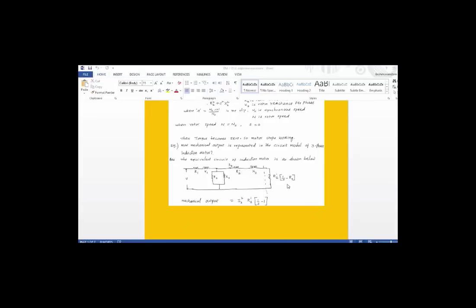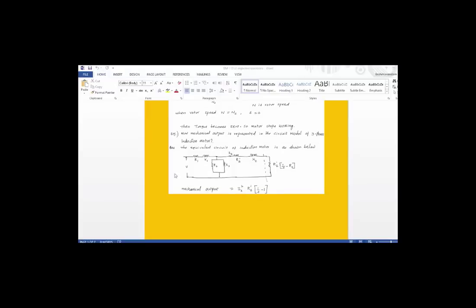So here it's not correct, it's R2 dash into 1 by S minus 1, not R2. So this R2 dash into 1 by S minus 1 is called the equivalent mechanical output. So mechanical output we can calculate like this: I2 square into R2 dash into 1 by S minus 1.